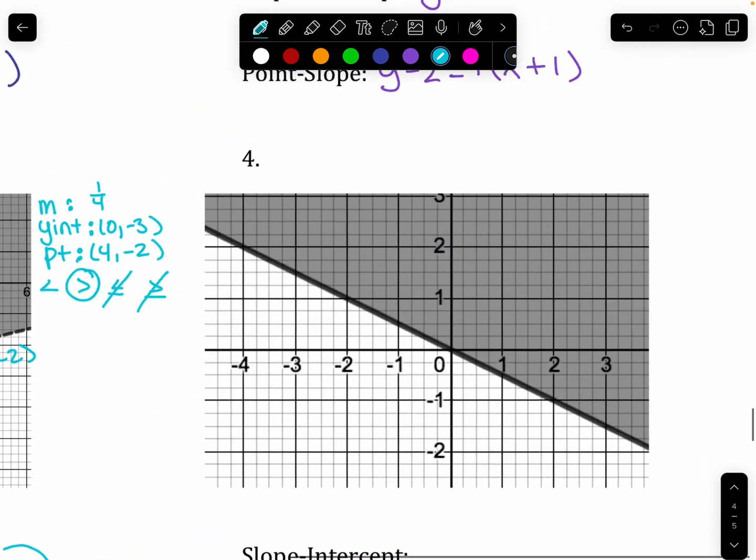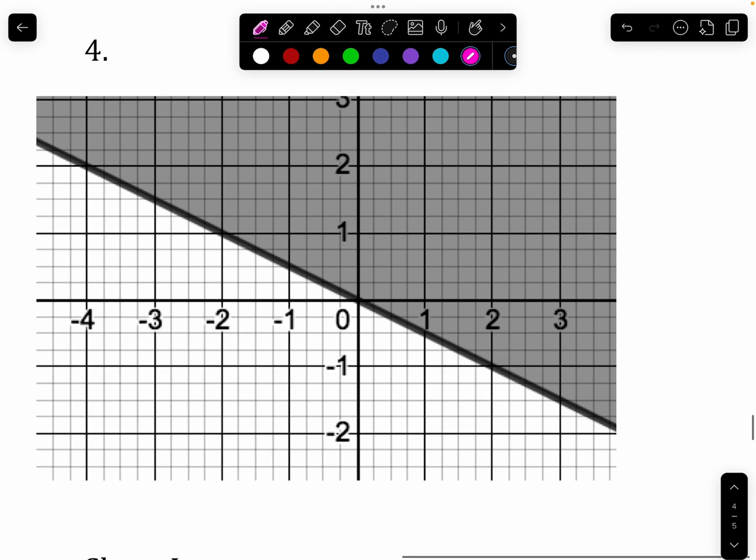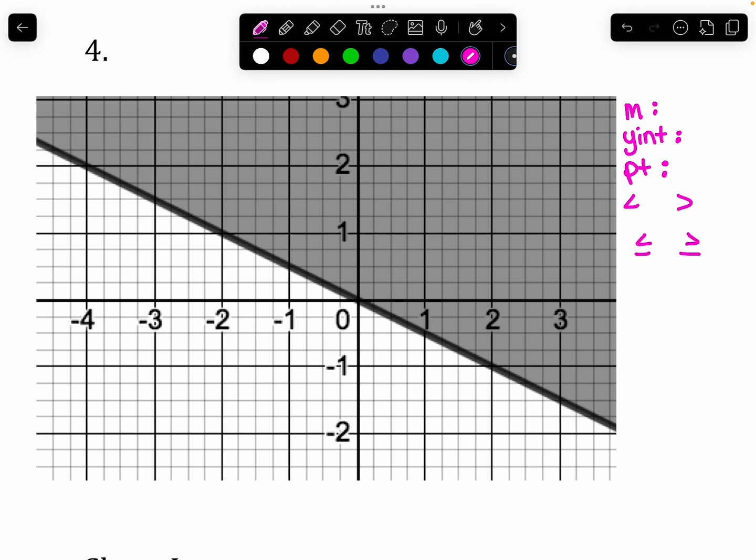Okay, and then one more. Let's do, what color have I not done yet? Pink. Gorgeous. All right, we need m. We need our y-intercept. We need a point. We need our 4 inequality symbols to choose from.